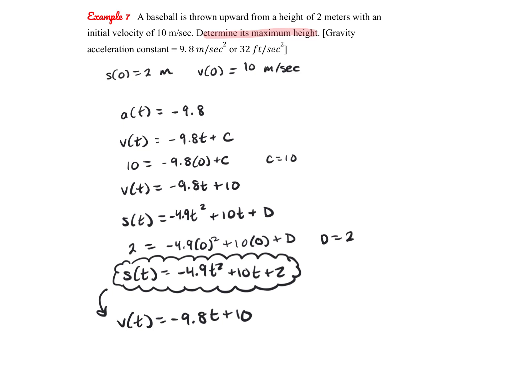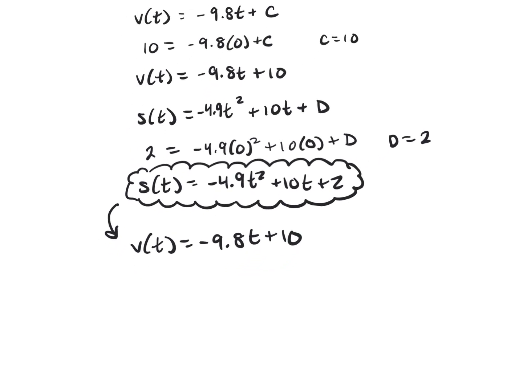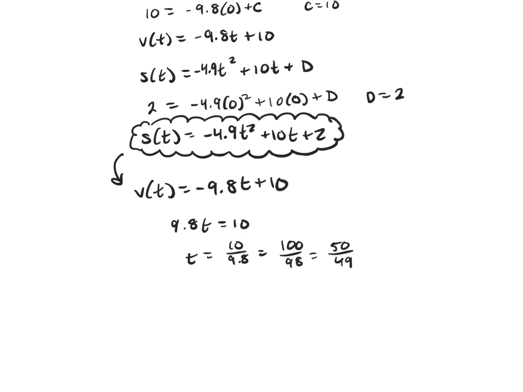And then we would find our critical numbers here. So we would set it equal to 0. So we have 9.8t equals 10. So t is 10 over 9.8, which we could just clear the decimals and then simplify from there if we want to keep it as a fraction. So that's our critical number.